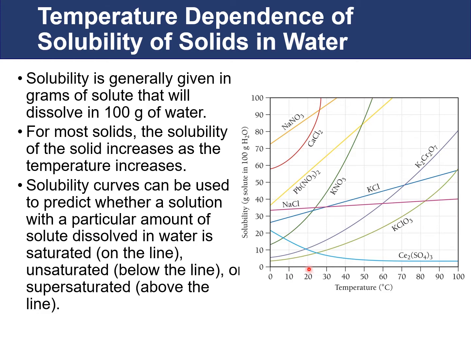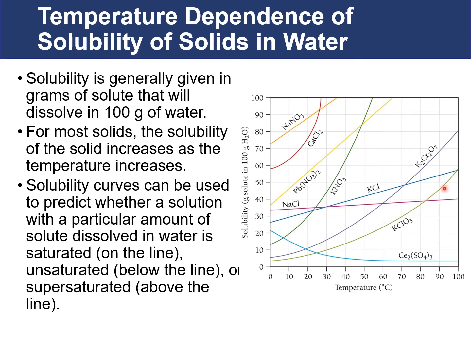We can see this via the graph on the left, with solubility on the y-axis in terms of grams of solute in 100 grams of water. So as you go up, you're able to dissolve more and more of the solute in water. And on the x-axis is temperature. So typically as temperature goes up, you can dissolve more and more of your solute in your solvent, which in this case is water.